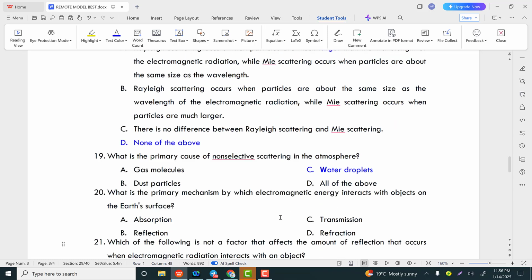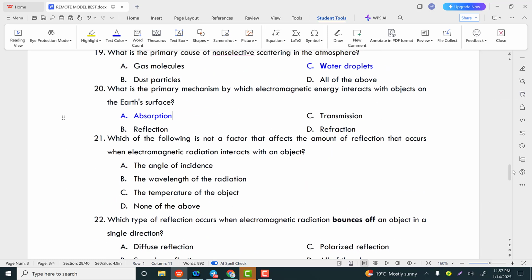What is the primary mechanism by which electromagnetic energy interacts with an object on its surface? A. Absorption. B. Reflection. C. Transmission. D. Refraction. The answer is absorption. Incoming solar radiation from the sun comes to the target, and the first thing is absorption, and then there is reflection as well. So the answer is absorption.